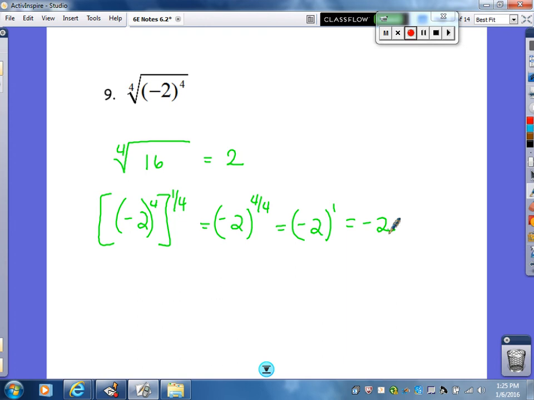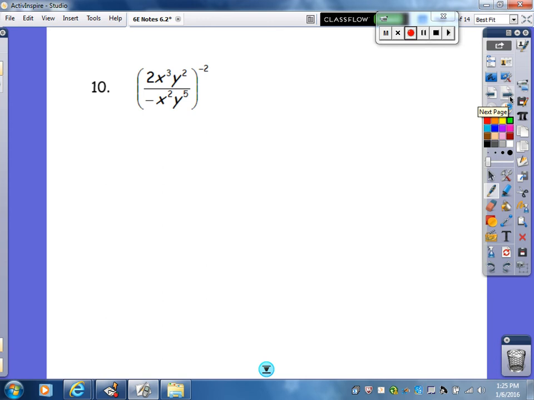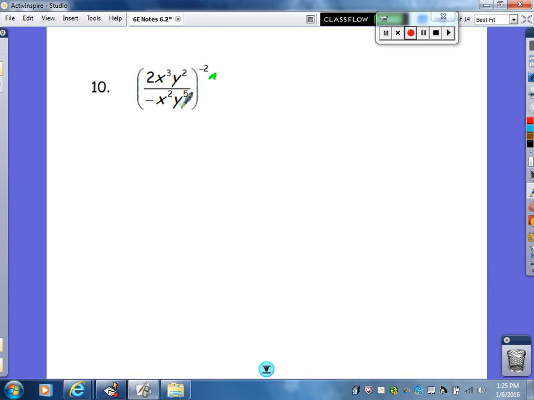Okay, let's look at another one. Let's put all this stuff together. So when I see this problem, I see two things. I see a negative exponent out here that I take care of, and I see that I can simplify inside. So I like to get my things down as small as possible before I start messing with them. So I'm going to deal with simplifying inside the parentheses first.